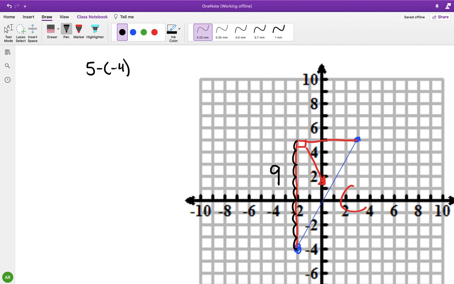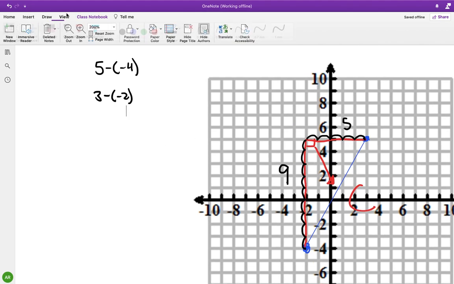Okay, let's do that for our horizontal line here. So we have 1, 2, 3, 4, 5. Once again, I have an x value of 3 and an x value of negative 2. So my question for you is, what is the value of 3 minus negative 2? Oh, it's 5. That's right. Okay, let me zoom back out.